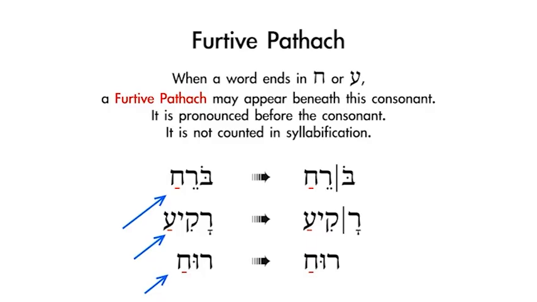Now, when you have a furtive pathach, it is never counted in syllabification, because the rule for Hebrew syllables is that you can have only one consonant that begins the syllable and only one vowel in that syllable. If you were to count this vowel, the furtive pathach, in the syllable, it'd actually have two vowels, and that's not allowed. This is kind of a cheater vowel. It's a vowel that helps you to preserve the pronunciation of these weaker consonants at the end of the word, the furtive pathach.